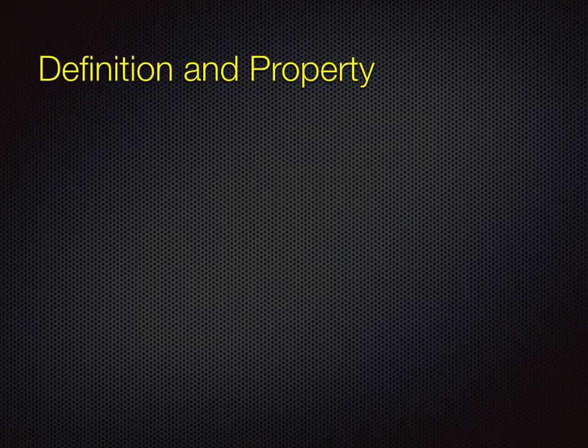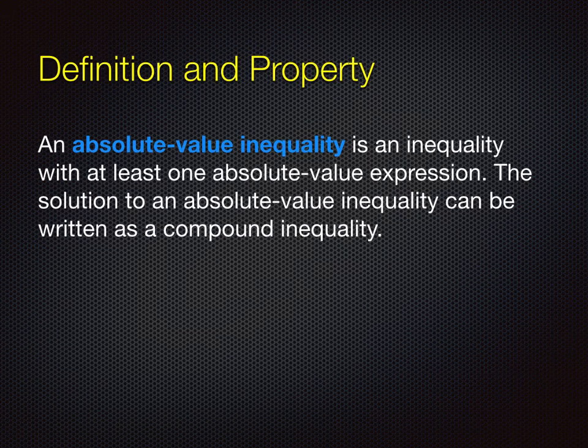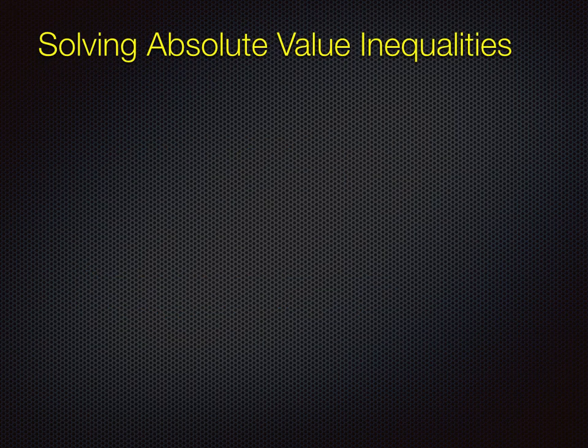Okay, definition. An absolute value inequality is an inequality with at least one absolute value expression. The solution to an absolute value inequality can be written as a compound inequality. And please note that the graphed solution region or regions of an absolute value inequality may resemble a line segment, one ray, two rays, no solution, or all real numbers. We'll get started with our first example.